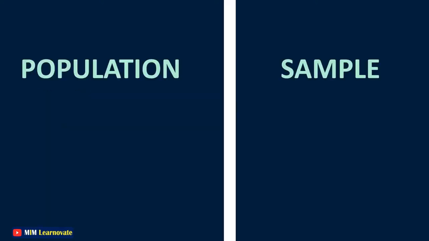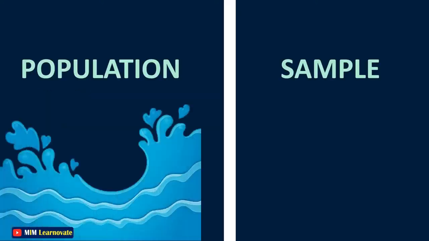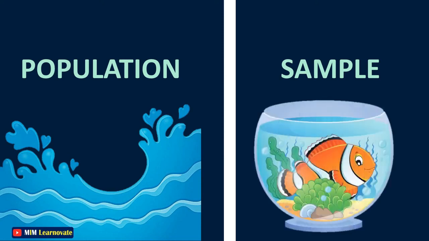As an analogy, you can think of your population as the ocean and the sample as an aquarium. Your sample is a small portion of a vaster ocean that you are attempting to understand.